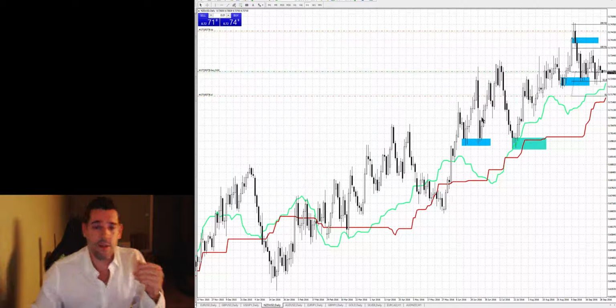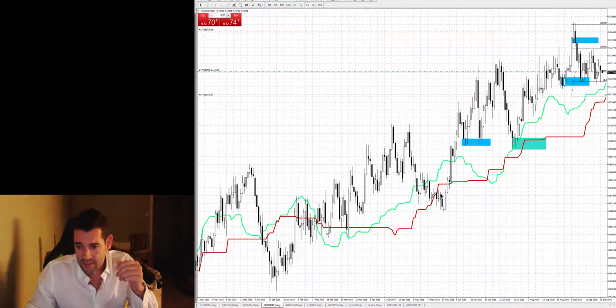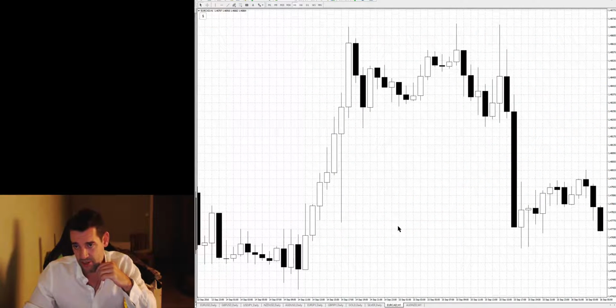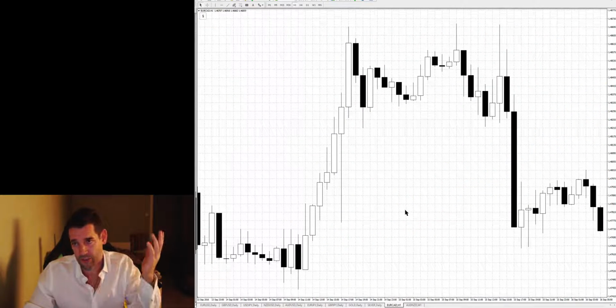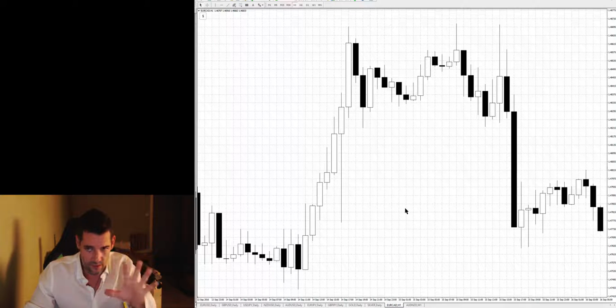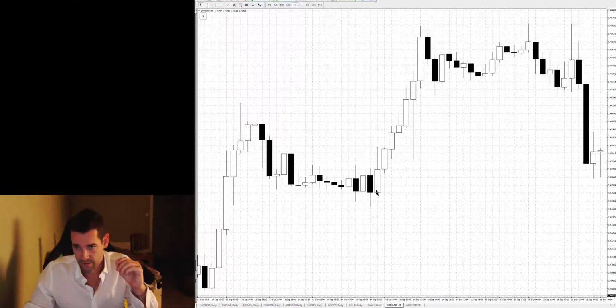So now then, let's go over the engulfing pattern first. This is just a chart, whichever chart, whatever. Engulfing pattern. Let's find one. I found one.